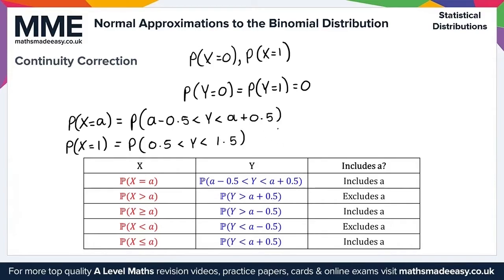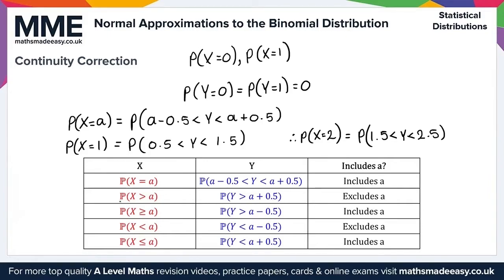Okay. For the probability that x equals 2, then again, just applying this rule here, that would be the probability, my lower limit here being 1.5, and my upper limit being 2 plus 0.5, giving us 2.5 there. Okay, and so on. And this table here is quite handy in giving us a nice brief summary for continuity corrections in practice. So we can see this probability that x equals a here. We've already demonstrated this one here. Okay, and that includes a.